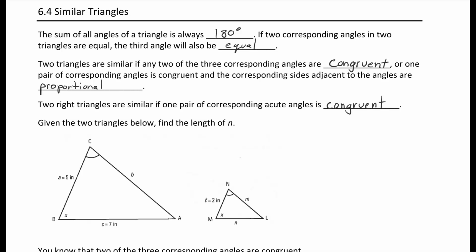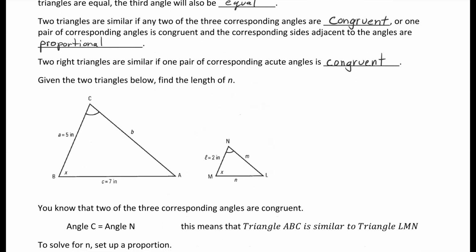If two corresponding angles in the two triangles are equal, the third angle will always be equal. So that's saying if you had two different triangles and two of the angles are the exact same in both of the triangles, that means that third angle is also going to be equal.